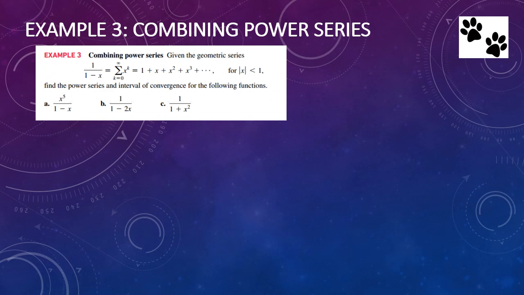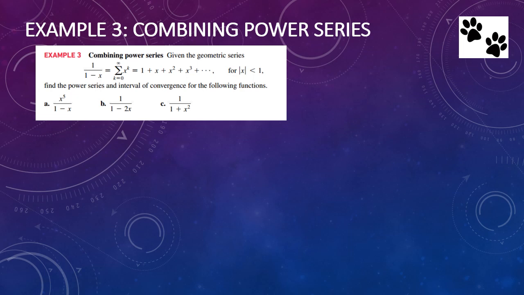So let's look at example 3, combining power series. Given the geometric series 1 over 1 minus x equals the summation from k equals 0 to infinity of x to the k, which equals 1 plus x plus x squared plus x cubed, etc., for the absolute value of x less than 1. Find the power series and the interval of convergence for the following functions.